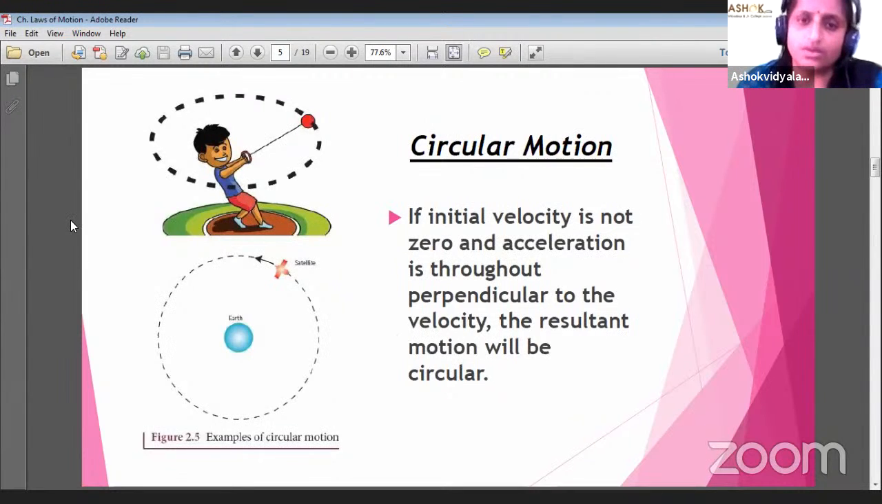Next one, circular motion. If initial velocity is not 0 and acceleration is perpendicular to the velocity, the resultant motion will be circular. This one is called circular motion. In the last chapter, we already discussed what circular motion is and what uniform circular motion is. If initial velocity is not 0 and acceleration is perpendicular to the velocity, the resultant motion will be circular. This is an example of circular motion.